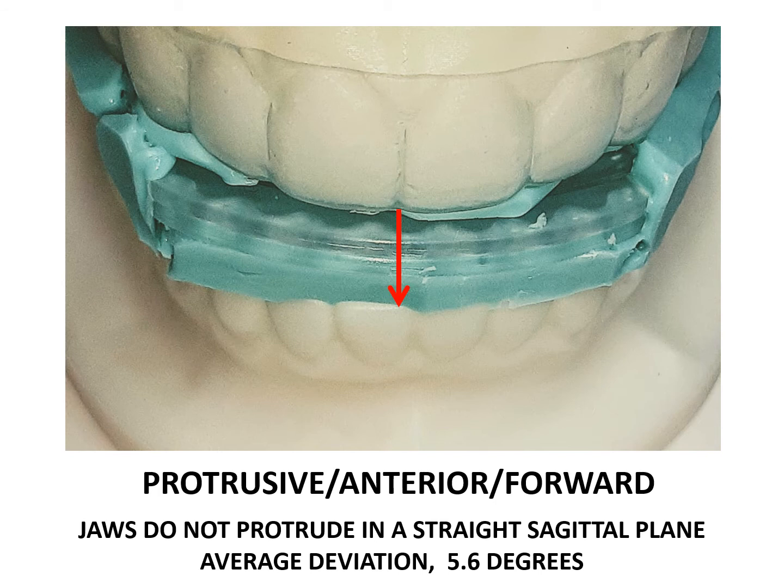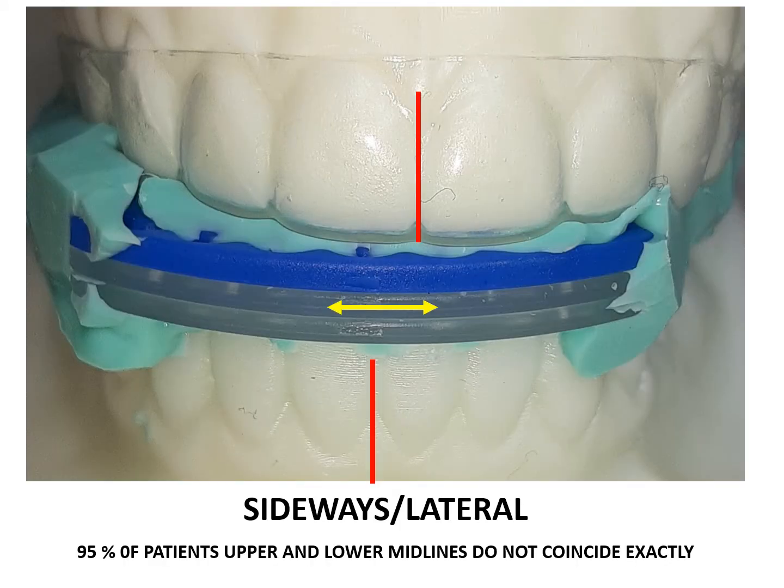Virtually all protrusive movement deviates to one side or the other. Moses bite shims can be aligned so the mandible can freely slide into a protrusive position. Jaws do not protrude in a straight sagittal plane. Remember, the average deviation, 5.6 degrees. So, sideways and lateral, another important dimension.